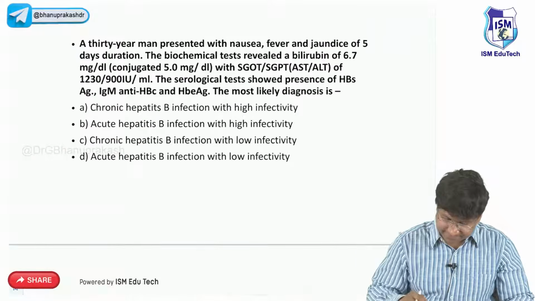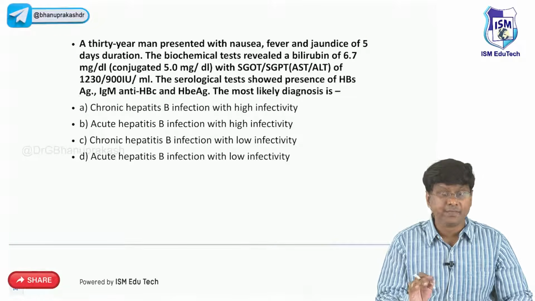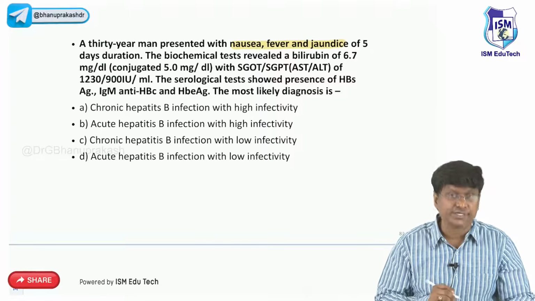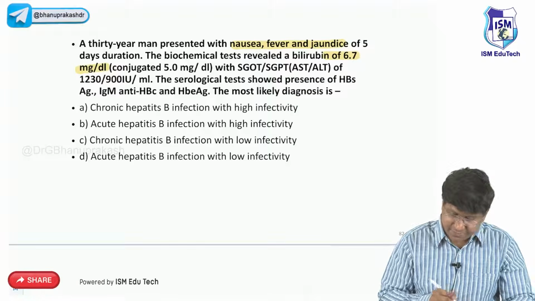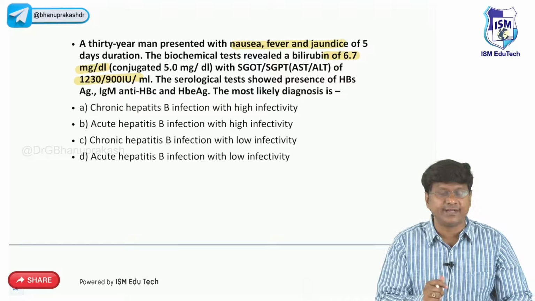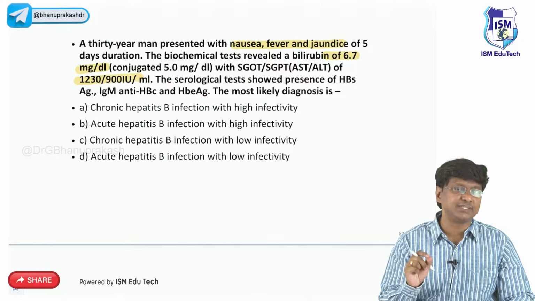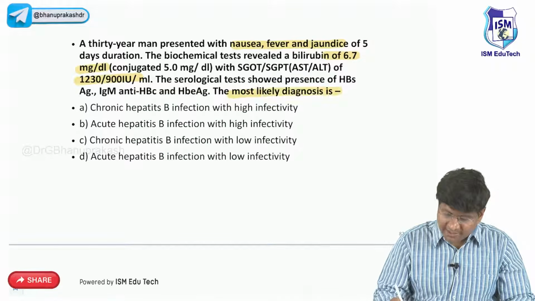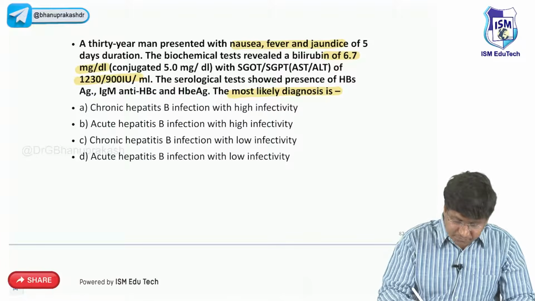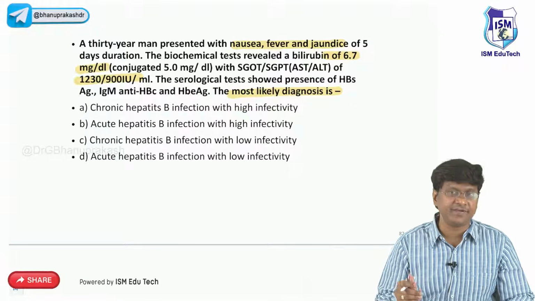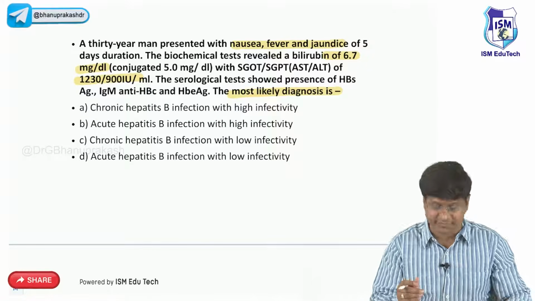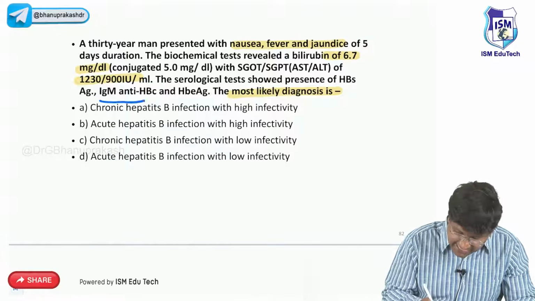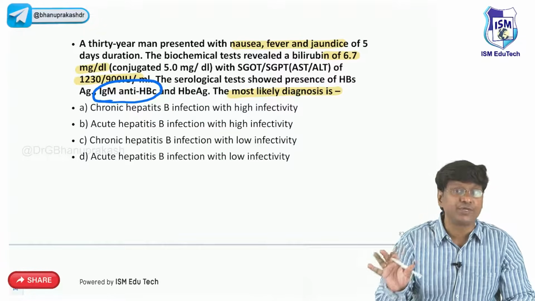The next question you see here: a 30-year-old man presented with nausea, fever and jaundice of 5 days duration. The biochemical tests revealed bilirubin of 6.7 milligrams per deciliter, SGOT and SGPT of 1230 and 900 international units per ml. The serological test shows the presence of surface antigen, IgM anti-HBC and envelope antigen. So what is the most likely diagnosis? The options are chronic hepatitis B infection with high infectivity, acute hepatitis B with high infectivity, chronic hepatitis B with low infectivity, and acute hepatitis B with low infectivity. You are having the presence of IgM anti-HBC, that means it is acute hepatitis.